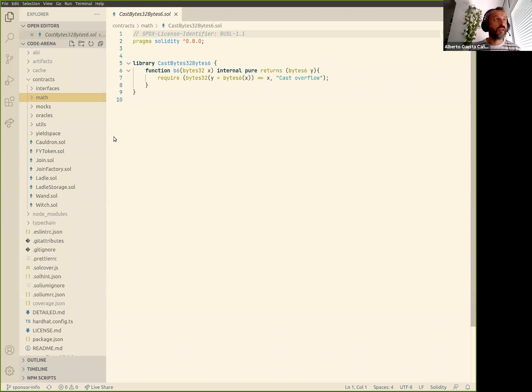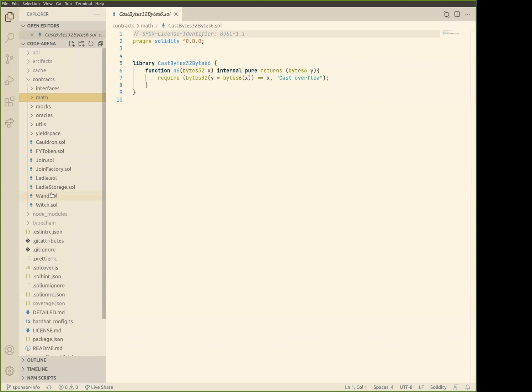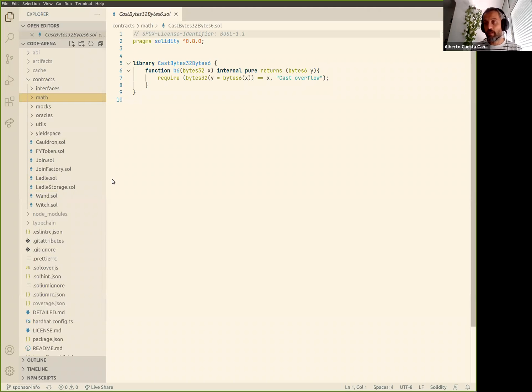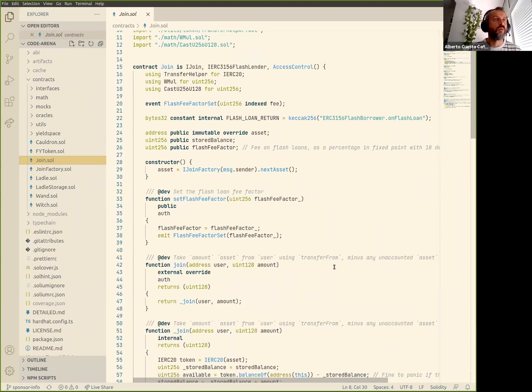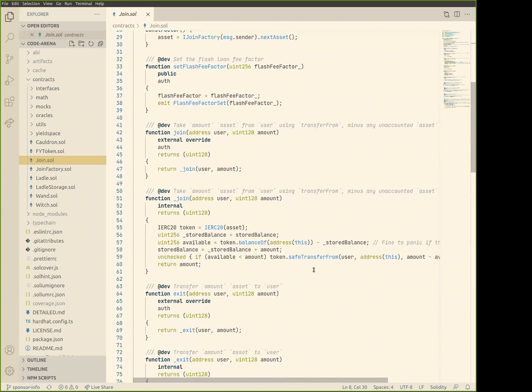Okay, so I think we can move on to the vault contracts. Taking the same path from dependencies, first I'm going to talk about the join. The join is very similar to the joins in MakerDAO. They just hold assets, ERC20 assets, or possibly ERC721 or whatever. Sorry, Alberto. Does this work? Does the vault support rebasing tokens?